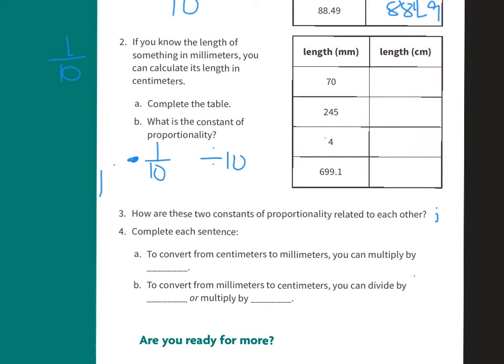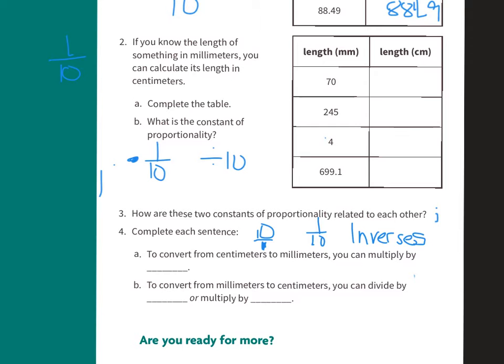And we're good. All right. So how are these two constant proportionalities related to each other? The first constant proportionality was 10. The second one was 1 over 10. Well, if we turn 10 into a fraction, 10 over 1 and 1 over 10, they are reciprocals or inverses of each other.